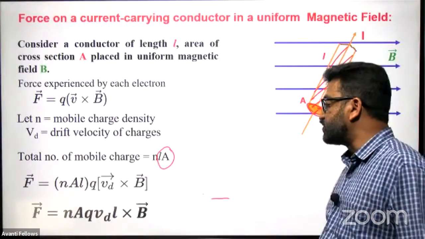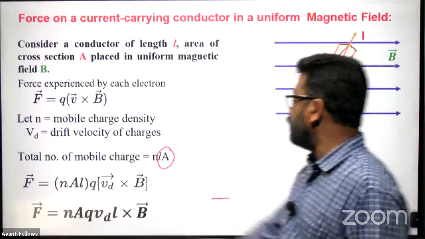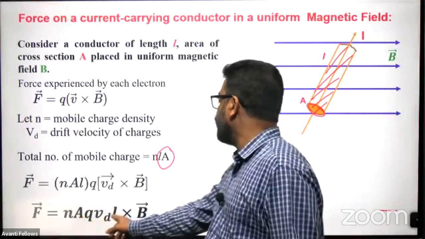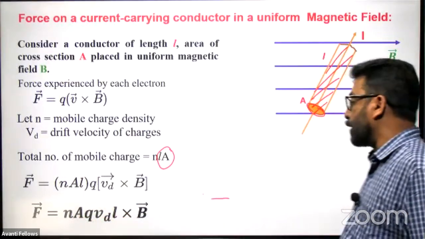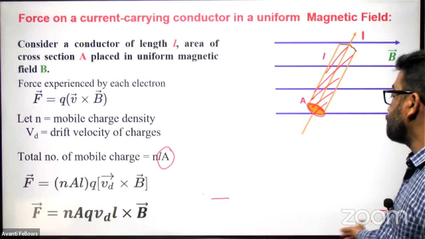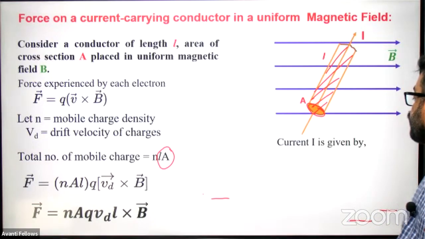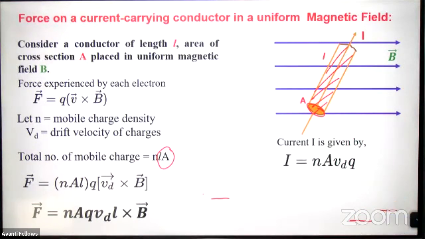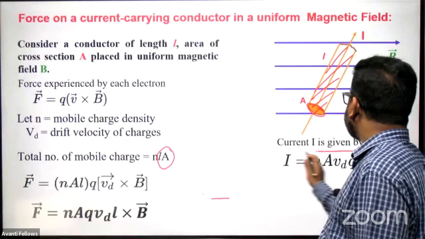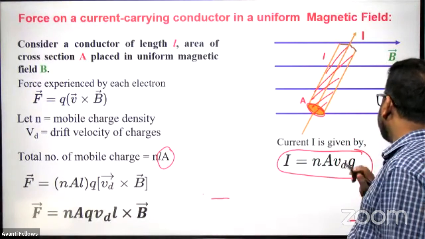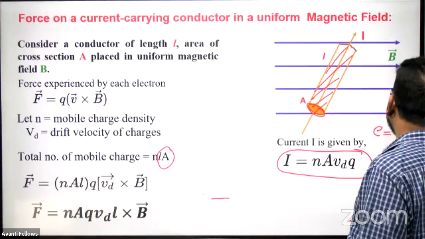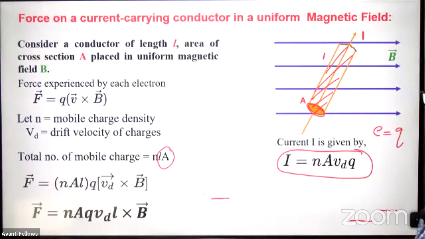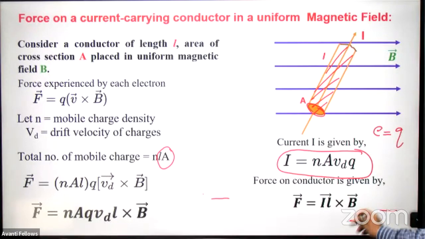That equation reduces to N A Q Vd into L cross B. Then the current I is given by the earlier equation, N A Vd into e, but e here is Q. So we can write it like that. Then the force on a conductor will be given by the final equation here.